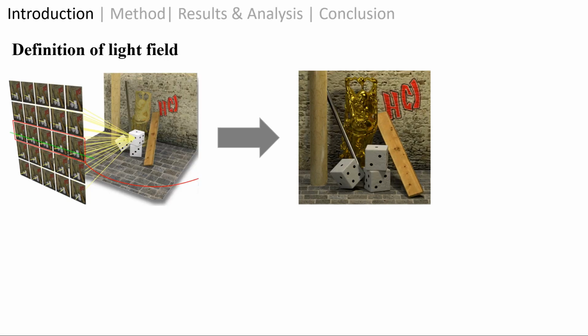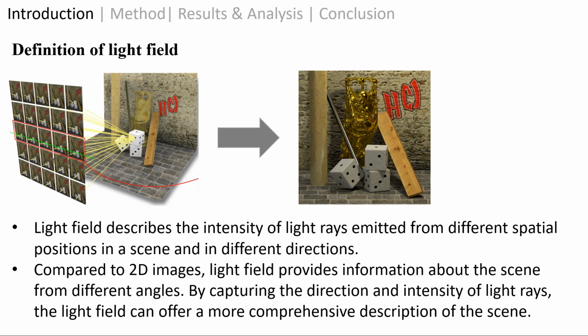Light field describes the intensity of light rays emitted from different spatial positions in a scene and in different directions. Compared to 2D images, light field provides information about the scene from different angles. By capturing the direction and intensity of light rays, the light field can offer a more comprehensive description of the scene, enabling observers to perceive the position, shape, and depth information of objects in the scene.